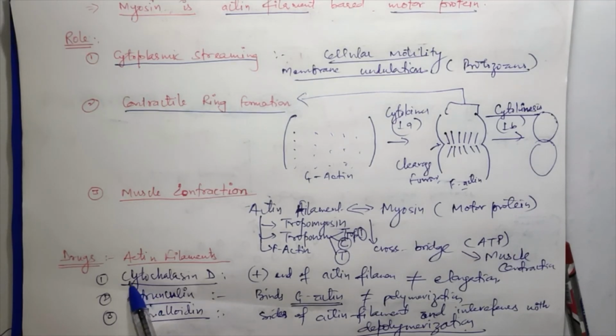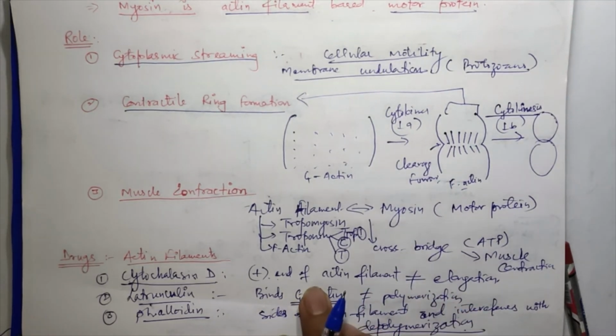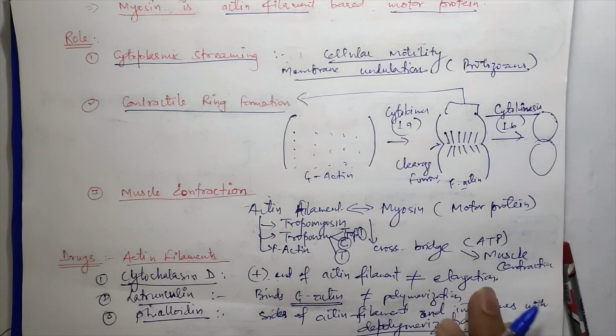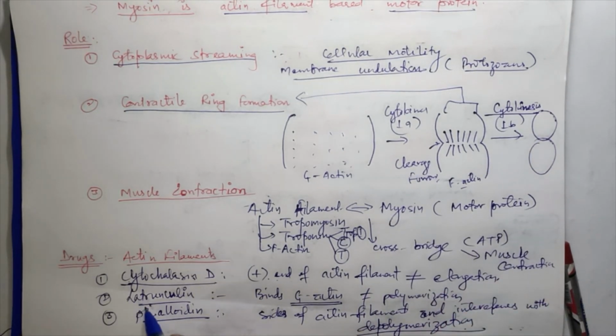So the first one, cytochalasin D, binds with the plus end of the actin filament where the polymerization process has been initiated, and it prevents its elongation. Latrunculin binds with globular G proteins and prevents their polymerization into actin filaments. And phalloidin binds with the sides of actin filaments and interferes with the depolymerization of F actin into G actin. So this is all about microfilaments, and I will explain intermediate filaments in my next lecture.